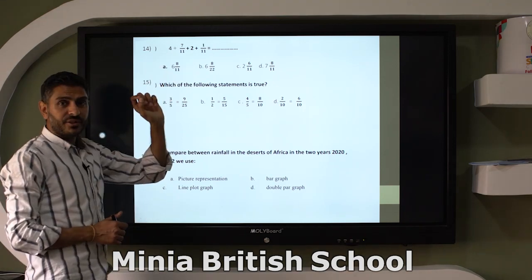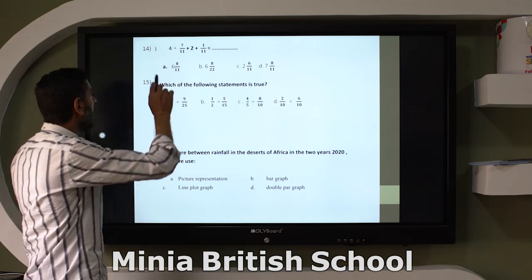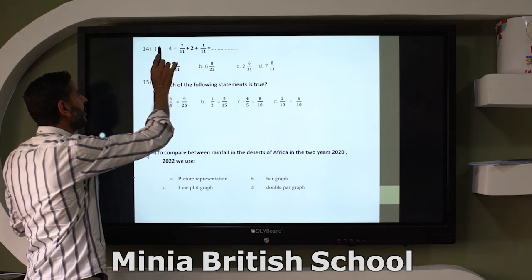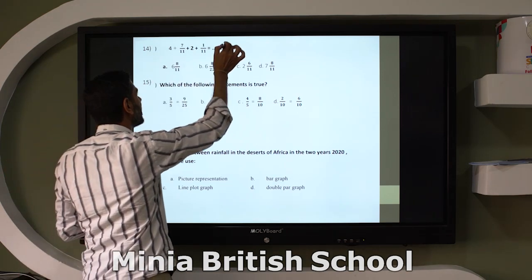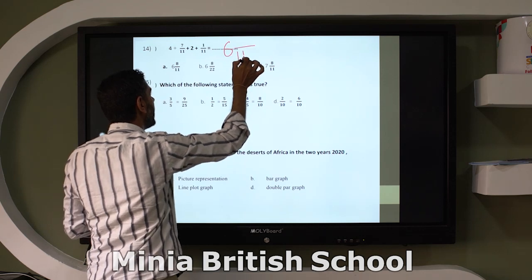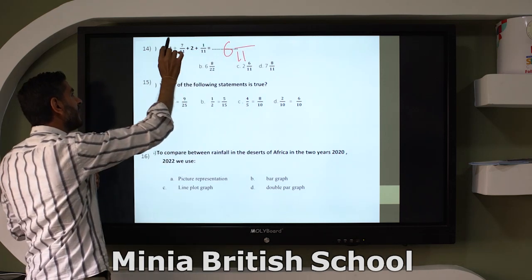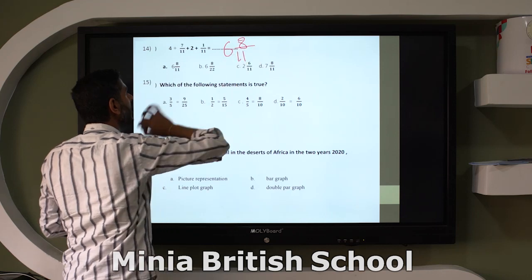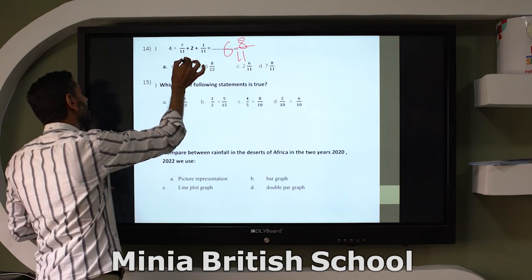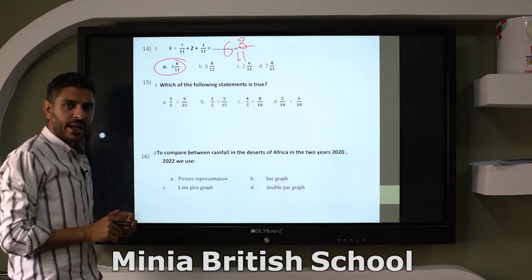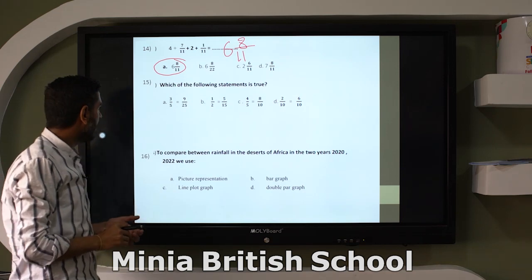4 and 2, it's whole numbers. So add together. 4 plus 2 equals 6. And here the denominator is 11. 7 plus 1 equals 8. So the answer is 6 and 8 over 11.